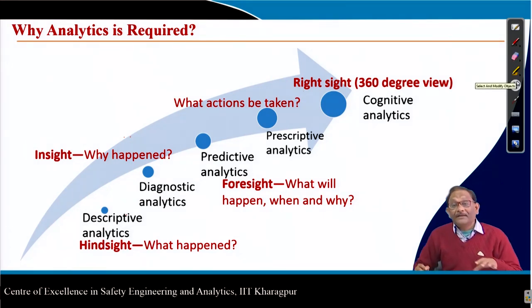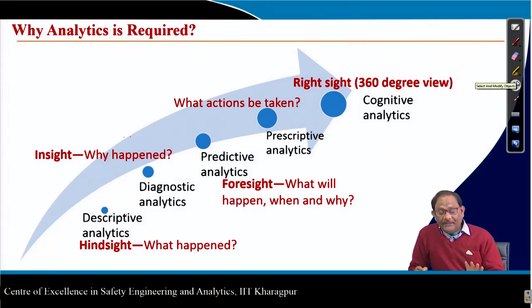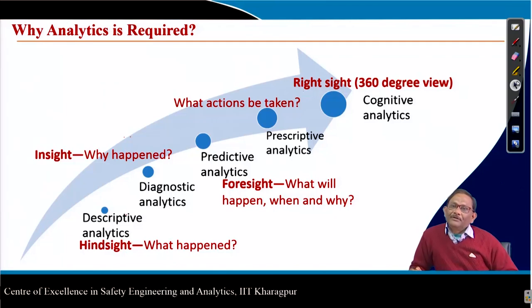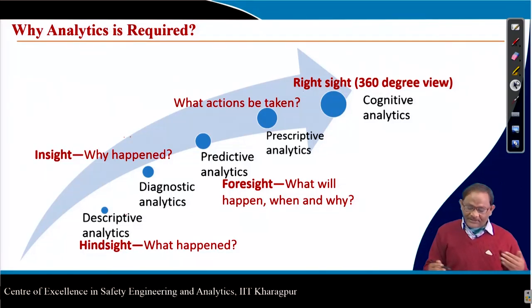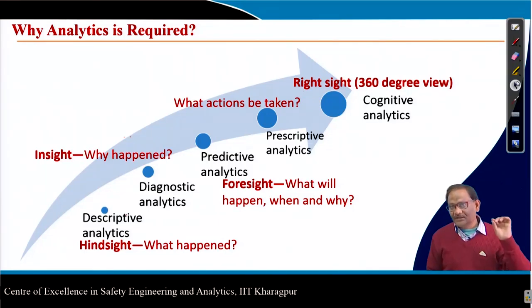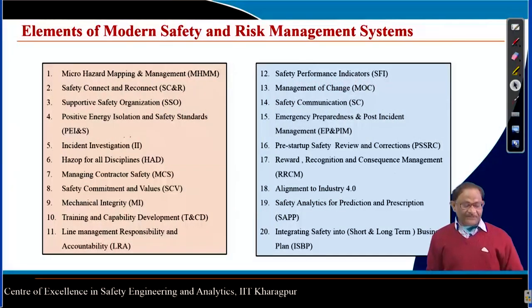So, analytics can do many things. These are true for safety and risk management, true for quality, true for supply chain, true for business, true for healthcare. These things are possible. So, how these things can be made possible in the safety and risk management domain is the issue in this particular subject. Then I will explain something about an analytics driven safety and risk management system.